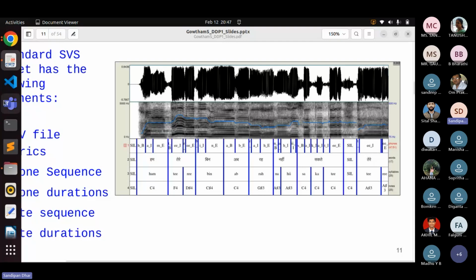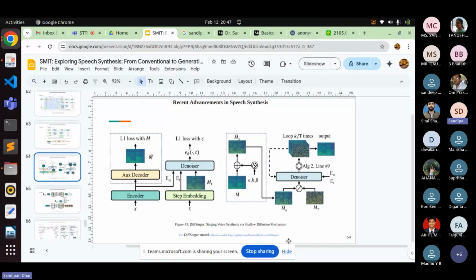Then we tried to modify the existing state of the art singing voice synthesis model, the DeepSinger model. I'm again coming to DeepSinger.